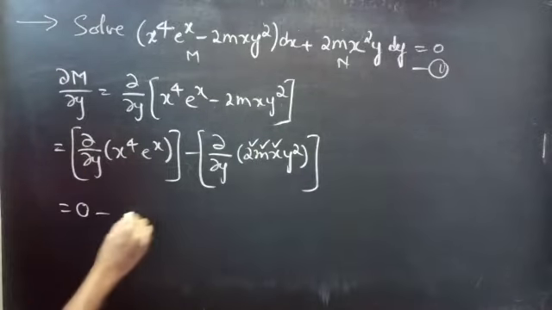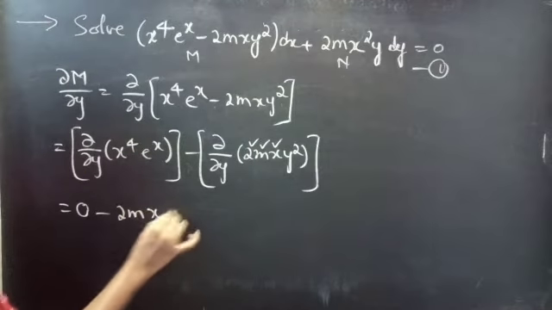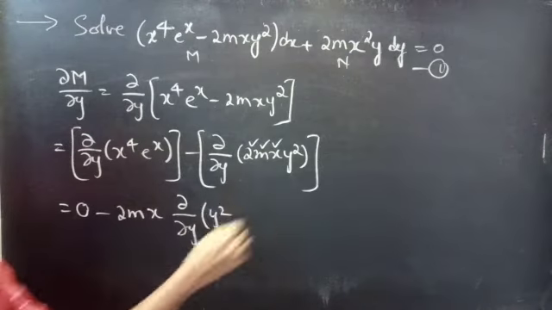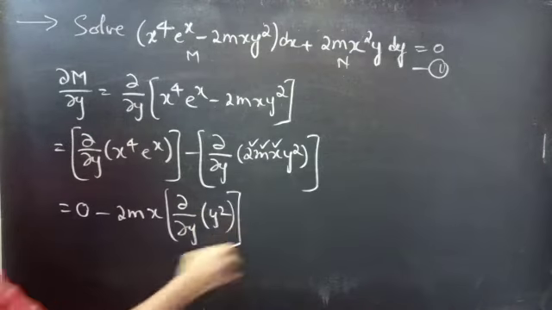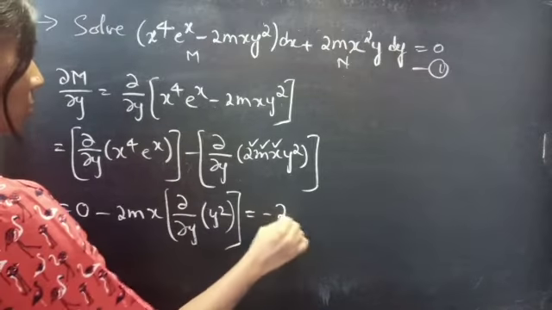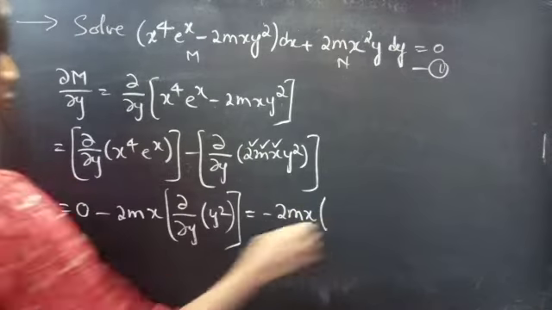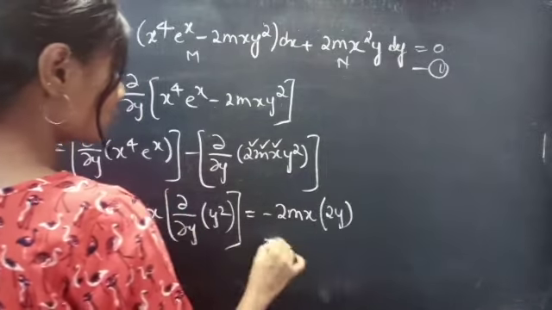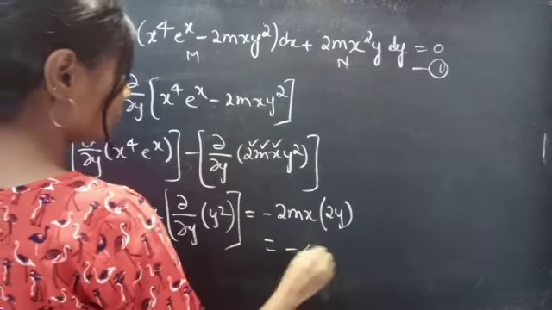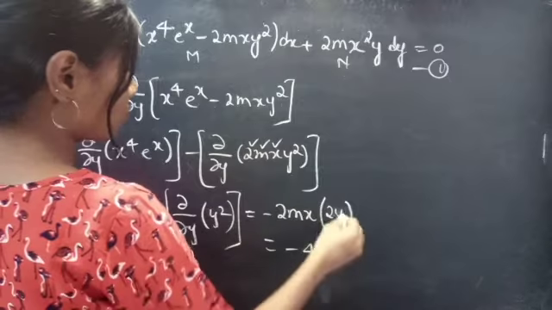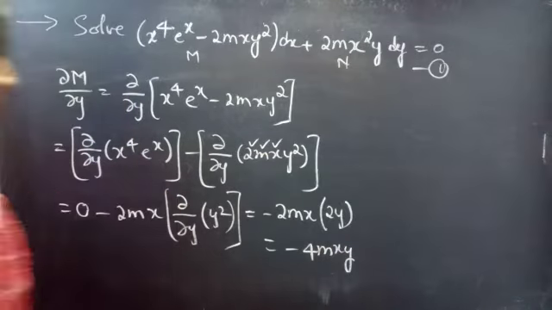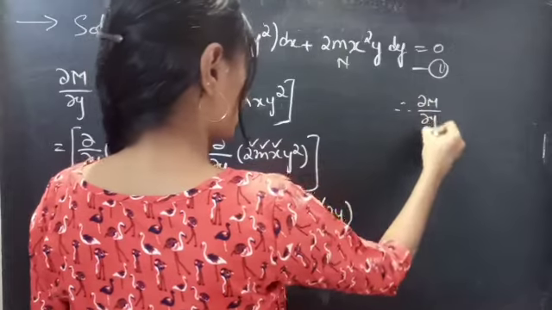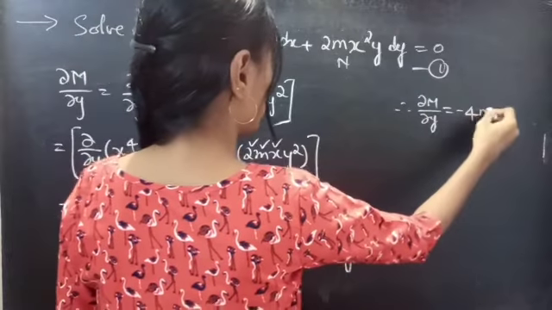So you can write this as constant into the partial derivative of y² with respect to y, which equals minus 2mx into the partial derivative of y² with respect to y, which is 2y, equals minus 2 twos are 4mxy. Therefore, the partial derivative of M with respect to y is minus 4mxy.